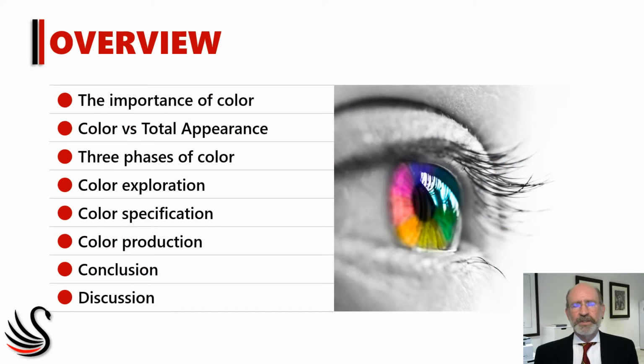In this session, we'll talk about the importance of color, one of the reasons we're here, but we'll also talk about color versus total appearance, a distinction that's important. We'll cover the three phases of color: exploration, specification, and production, and then we'll wrap up with a conclusion and discussion.